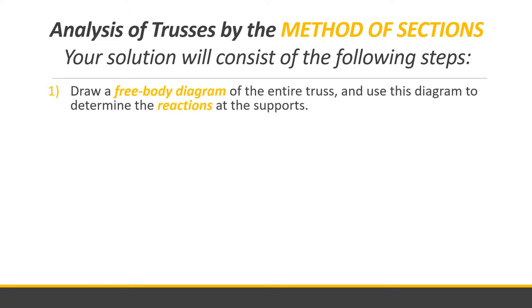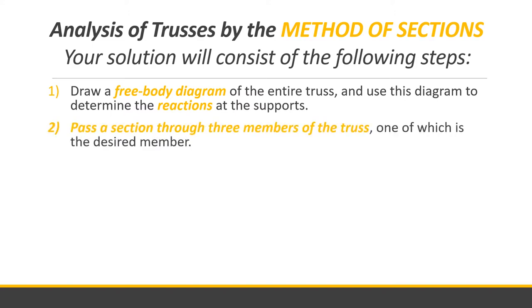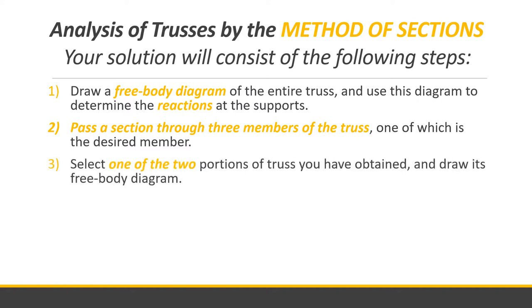First, draw a free body diagram of the entire truss and use that diagram to determine the reactions of the supports using the equilibrium equations. Next, pass a section through three members of the truss, where the three members are desired. Then select one of the two portions. When you cut a truss, you have the left side and the right side, so you choose between the two and draw its free body diagram to solve for the unknowns.